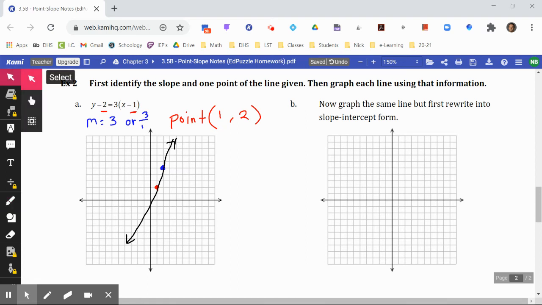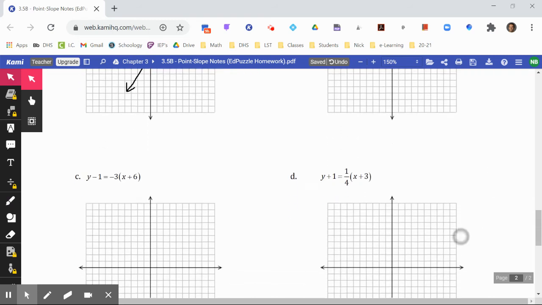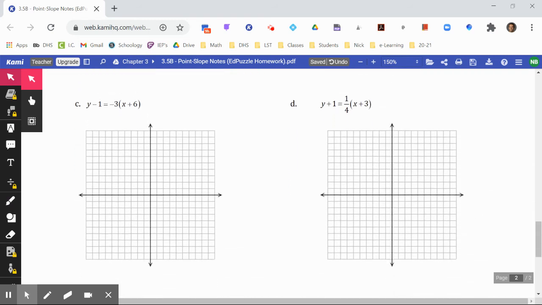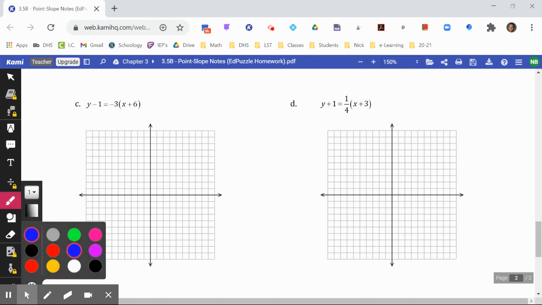All right, let's just do one more together here. And like I said, we'll get plenty of practice in class. All right, so the last one we're going to do is 2c here. My equation is y minus 1 equals -3 times x plus 6. All right, so first, again, always identify your slope and your point. So my slope is -3, or if you want to write it as -3/1.